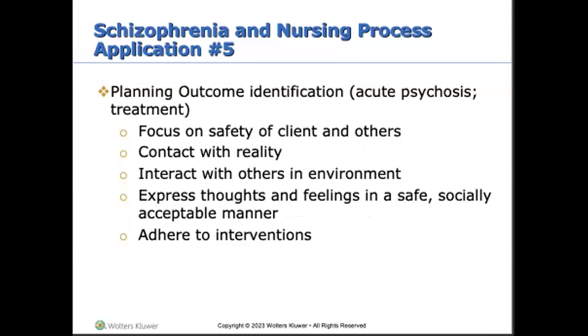So, when we're planning our outcomes, number one, keep the client safe. Truly, number one is keep yourself safe. If you get hurt, you're not going to be able to care for the client or care for anybody else. Next, we want to make sure that we're keeping the client and everybody else safe. We can help them with interacting with the environment, helping them express thoughts of feeling safe, socially acceptable, adherence to intervention.